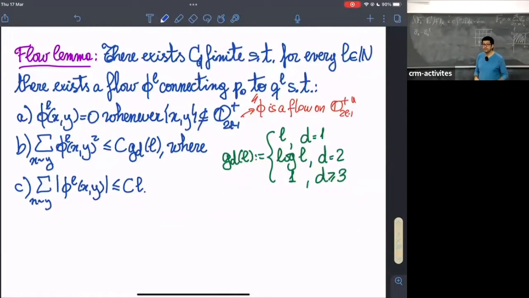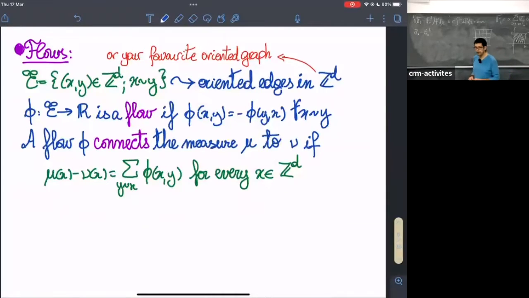Yes? Sorry, let me see if I'm thinking of this flow correctly. So you start with a measure mu and you have some mass at a point X, and your flow is how you move it to your neighbors. Yeah. Right. You just push it. And then the idea is it's a flow connecting the two measures if, when you're done pushing, you see nu as your measure. Exactly. Okay, perfect. Great. Yeah, that's right.